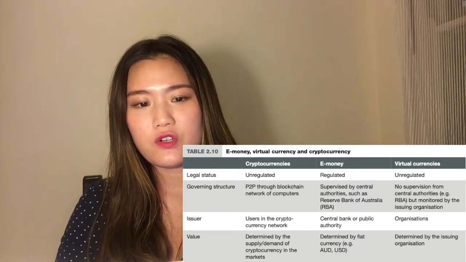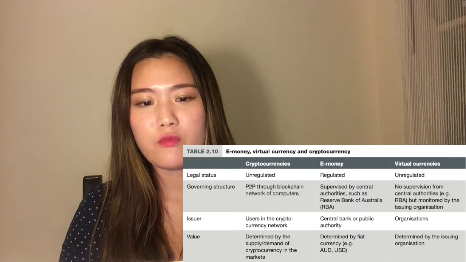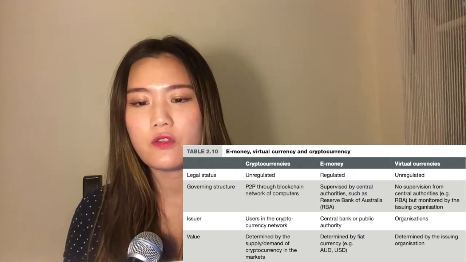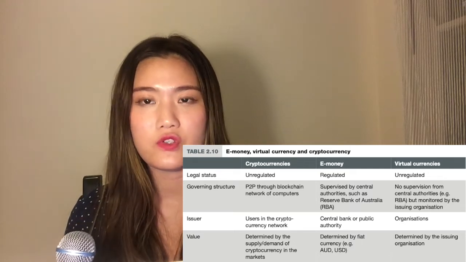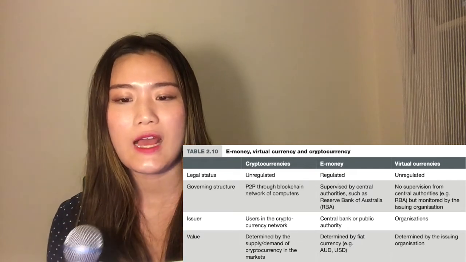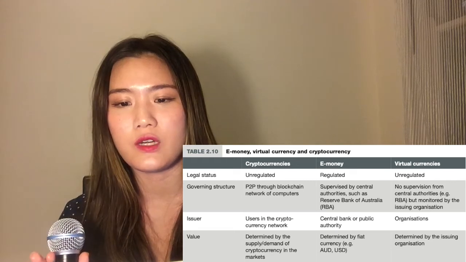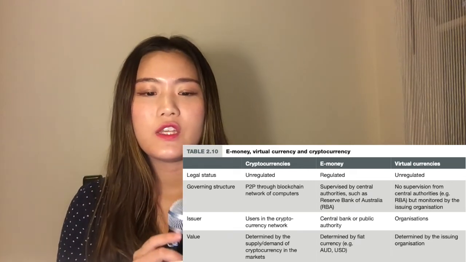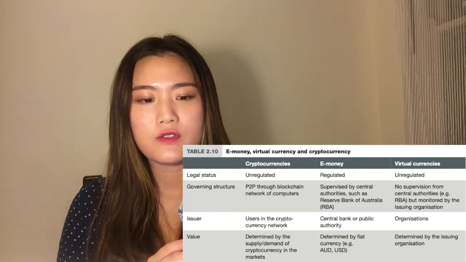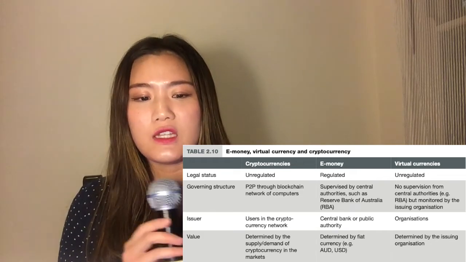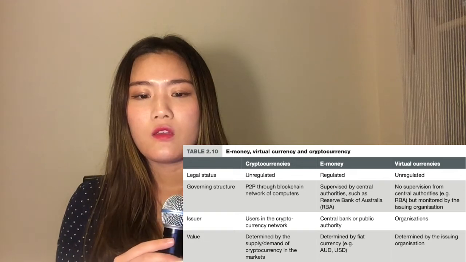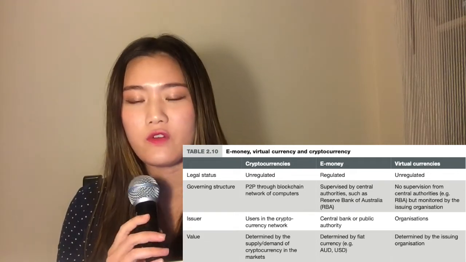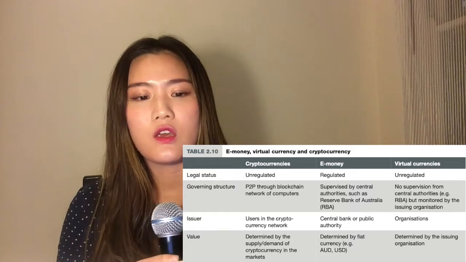The governing structure of cryptocurrency is P2P through a blockchain network of computers. E-money is supervised by central authorities such as the Reserve Bank of Australia. The virtual currency has no supervision from central authorities but is monitored by the issuing organization. The issuer of cryptocurrency is the users in the cryptocurrency network. For e-money, it is the central bank or public authority, and for virtual currencies, it's the organization.